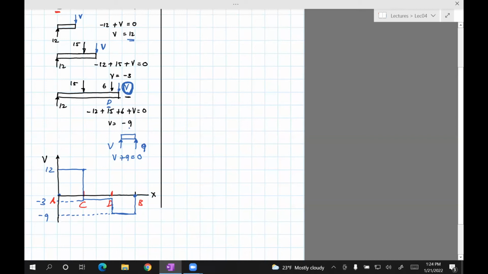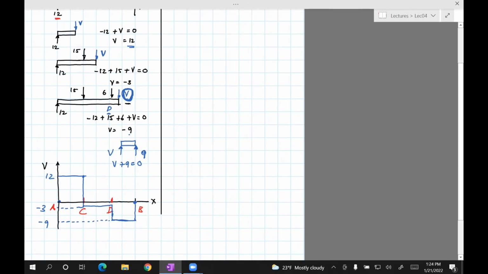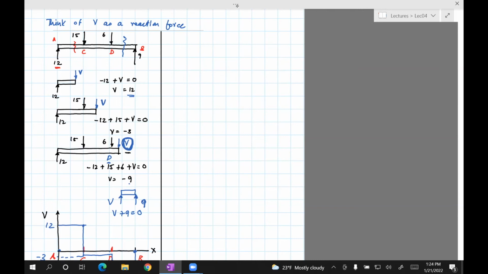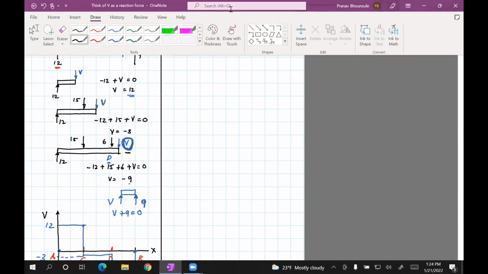Now, the bending moment diagram is slightly bit more involved because now we need the information from the shear force diagram, which we'll be doing shortly. So let's move on to the bending moment diagram. Again, I'll do the same recipe, which is keep using sections. And then for each section, we will write the equations of equilibrium.